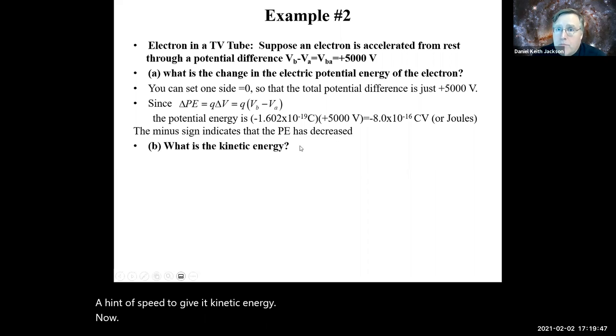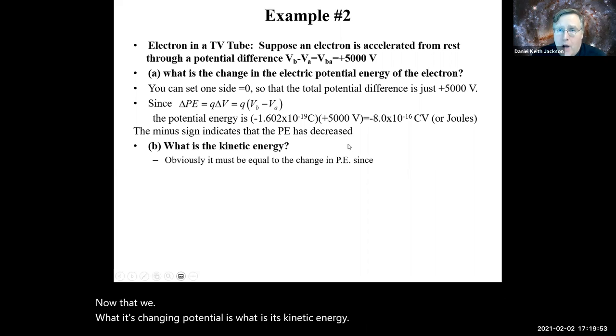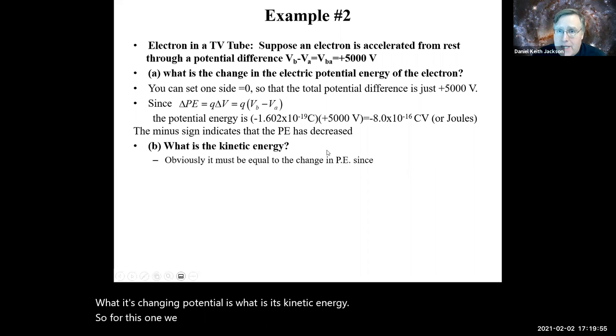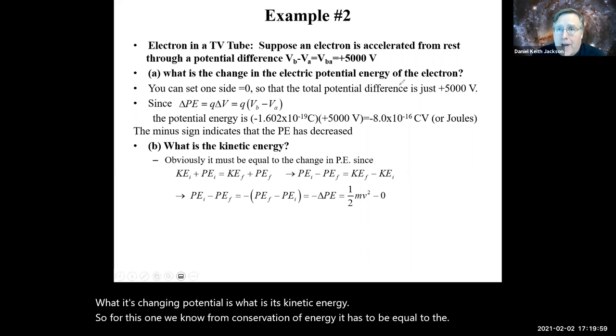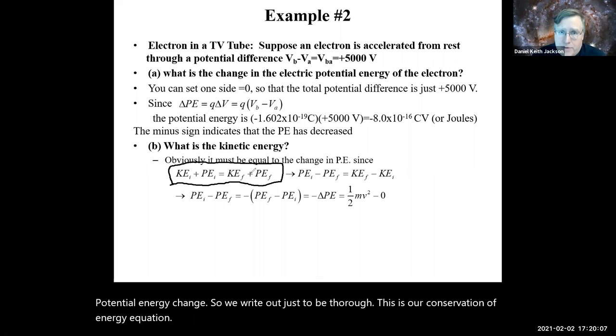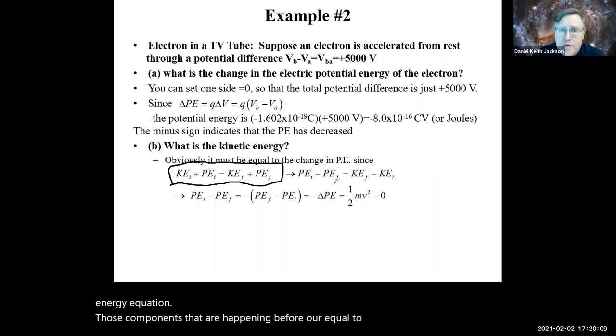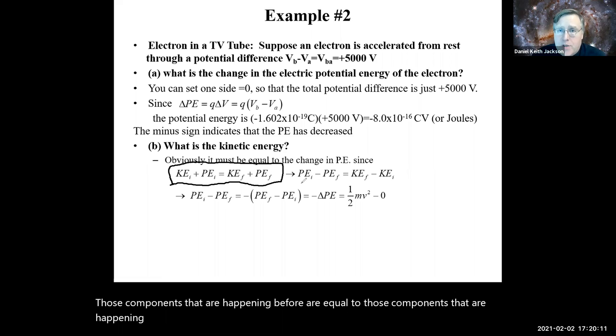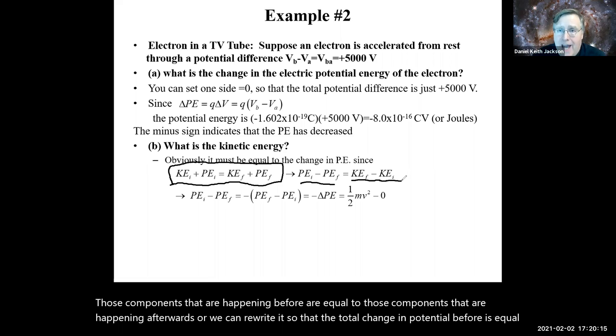Now that we know what its change in potential is, what is its kinetic energy? For this one, we know from conservation of energy, it has to be equal to the potential energy change. So we write out, just to be thorough, this is our conservation of energy equation. Those components that are happening before are equal to those components that are happening afterwards. Or we can rewrite it so that the total change in potential before is equal to the total change in kinetic after.